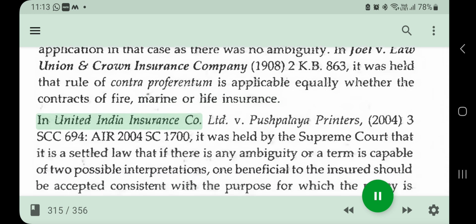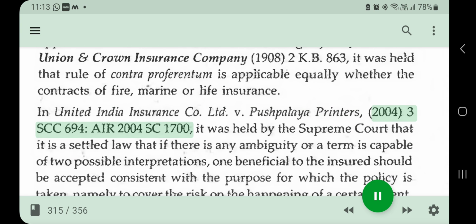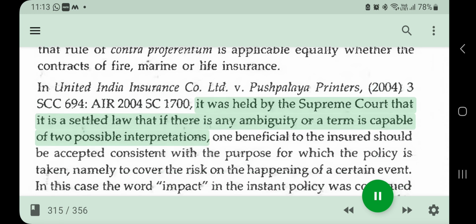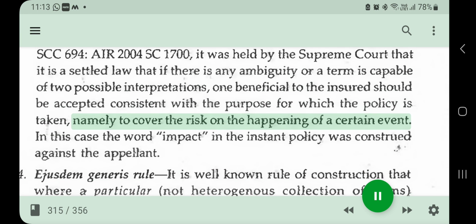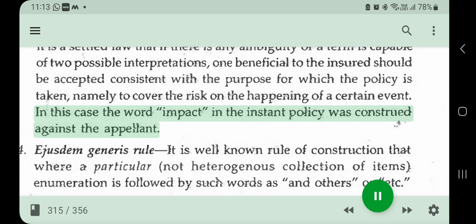In United India Insurance Company Limited v. Pushpalaya Printers, 2004 3 SCC 694, AIR 2004 SC 1700, it was held by the Supreme Court that it is a settled law that if there is any ambiguity or a term is capable of two possible interpretations, the one beneficial to the insured should be accepted, consistent with the purpose for which the policy is taken, namely to cover the risk on the happening of a certain event. In this case the word impact in the instant policy was construed against the appellant.